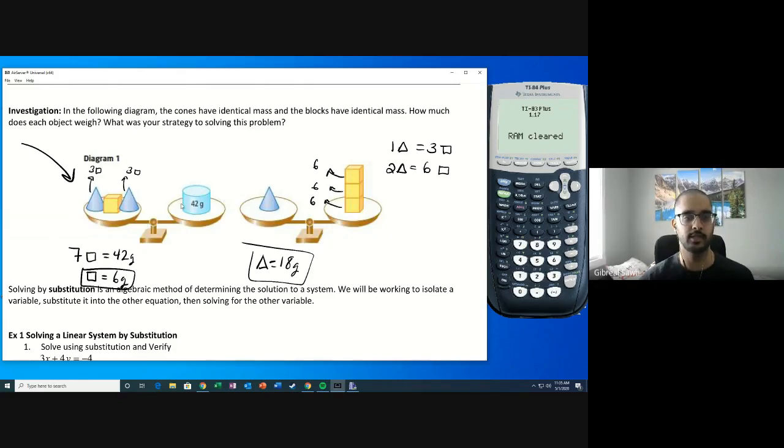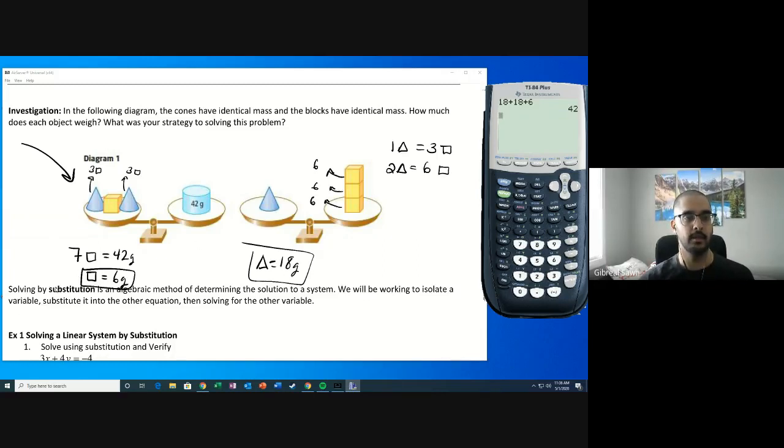Now let's make sure we actually did this correctly. I've got 2 cones here on the scale. If one of them is 18, and I add those two 18s together, plus 6, the mass of this block, I should get 42, and it looks like I do. So everything we did was correct. Now, we're not going to have cones and shapes all the time. We're going to have variables. So let's try this with some letters.